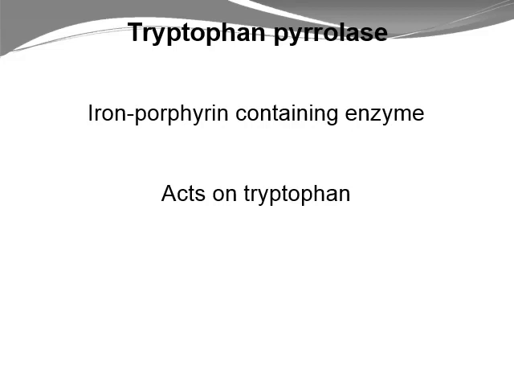Number 6 is tryptophan pyrrolase, again an iron porphyrin containing enzyme. They will act on the amino acid tryptophan.